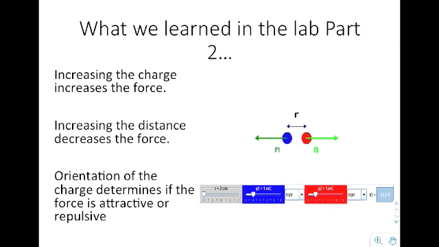Now, in the second part of the lab, we started to look at something called the electrostatic force, and we said increasing the charge increases the force. Increasing the distance decreases the force. Very similar to what we had with Newton's law of universal gravitation. And we also had something different. We talked about the orientation of the charge and how if you had two positive charges, they would repel. And if you had a positive and a negative, they would attract.